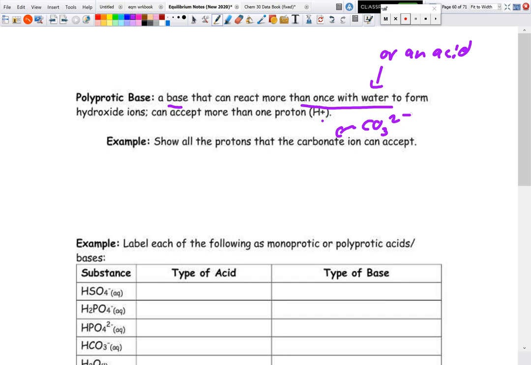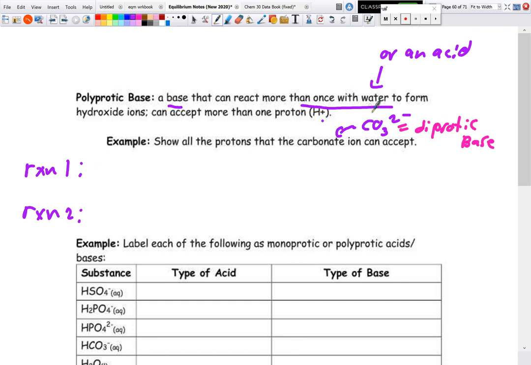So depending on what we have, like showing the carbonate ion, how many reactions can the carbonate ion undergo? With this, remember that the negative charge on a polyatomic ion is going to attract the hydrogens. So this is going to be a diprotic base because of that -2 charge. That means it can only react twice.